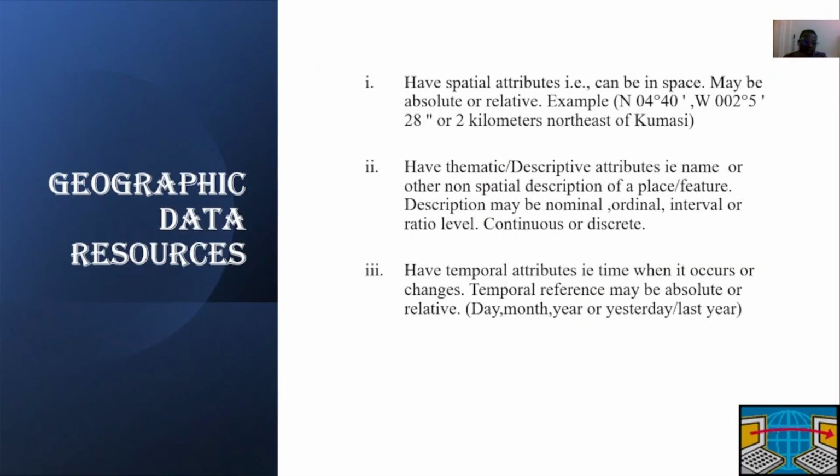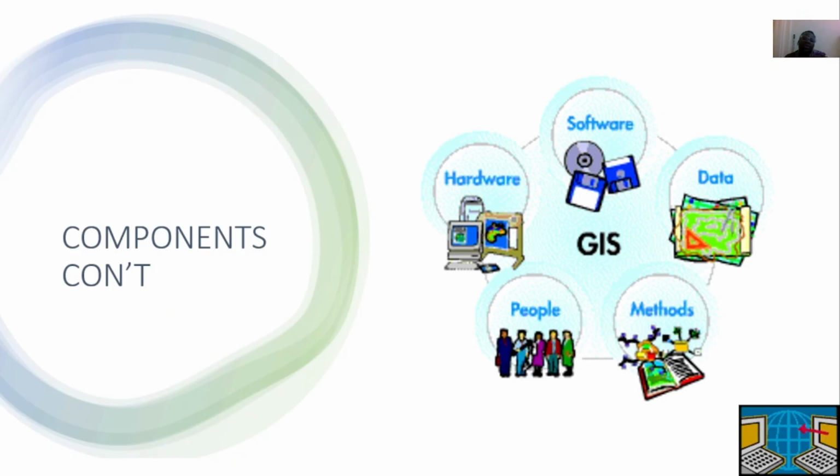So as I made mention of that, every geographic entity must have three attributes. That geographic entity becomes your geographic data. That data must have a spatial attribute, a thematic attribute, and a temporal attribute. These are the components of GIS: the hardware, the software, the data, the people, and the methods involved.